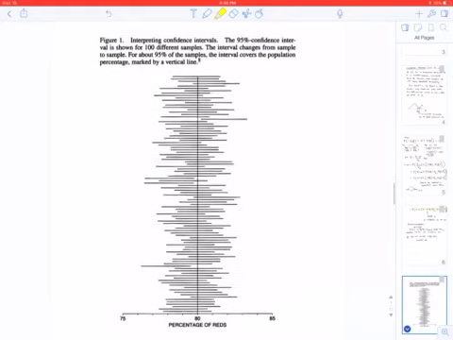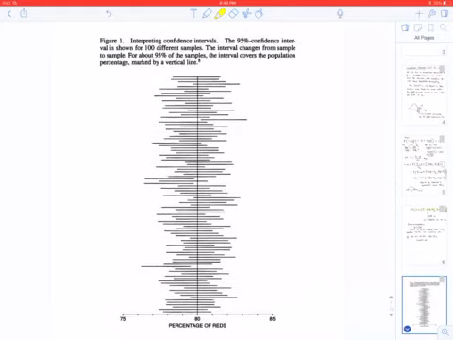And so you can just look at an example here where, if the true percentage of reds in a pail of marbles is 80%, then out of 100 95% CIs, these are the vertical bars here, 95 of them contain the true population parameter. In other words, they cross the vertical line, and 5 don't.